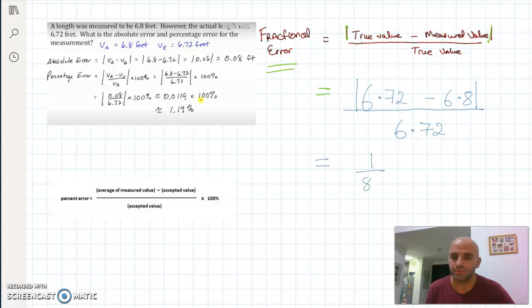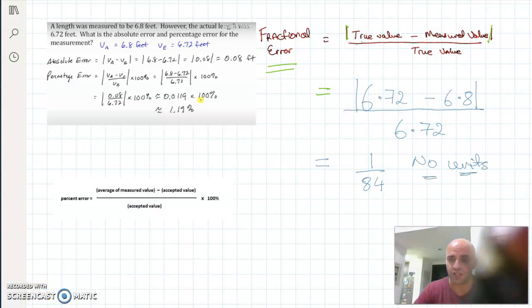1/84. So this is expressed as a fraction. Notice again, there's no units because the feet above cancel with the feet below. And again, this is known as the fractional error.